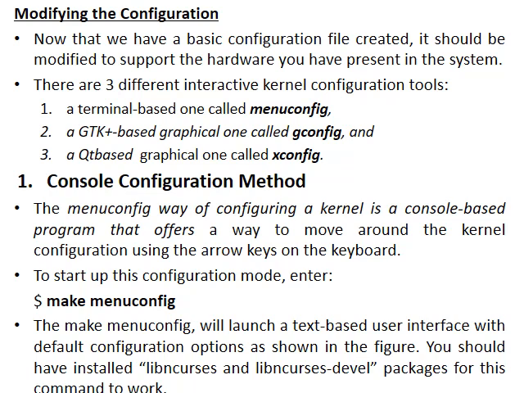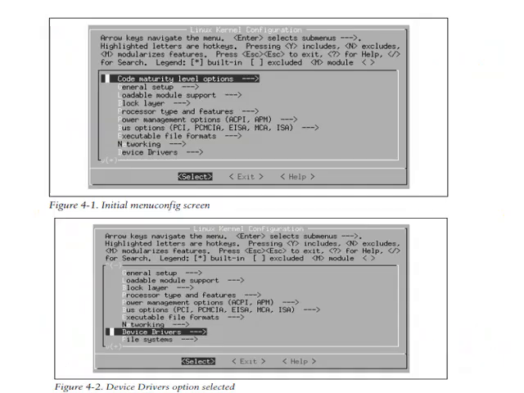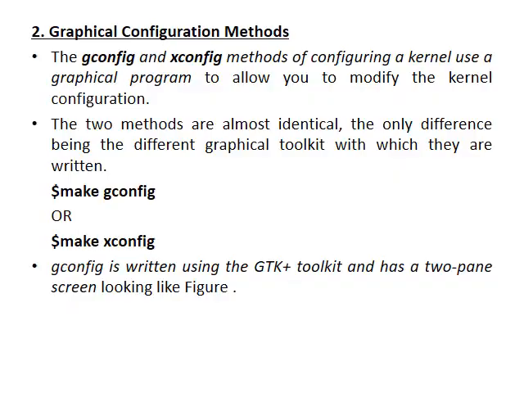The first option we are discussing is the console configuration method. The menuconfig way of configuring a kernel is a console based program that offers a way to move around the kernel configuration. That means all the default settings which you have already taken after getting the source code will be available for change. The command is make menuconfig. You get the display of the default configuration options in this way as you are looking at the screen. After selecting a particular option, you can get it modified, and such a display screen will be available for modification of the default configuration with various options that you can check out.